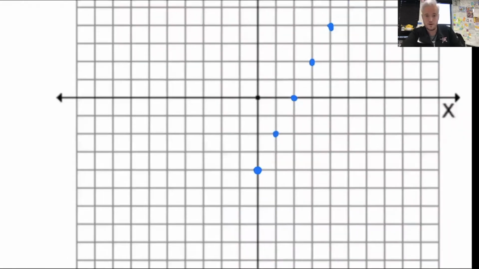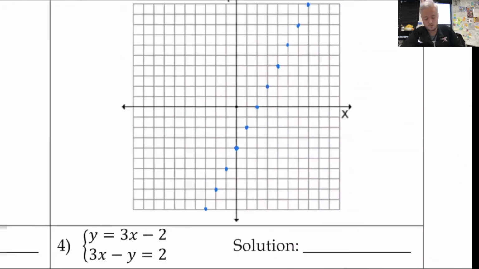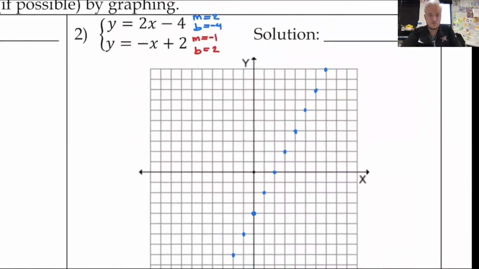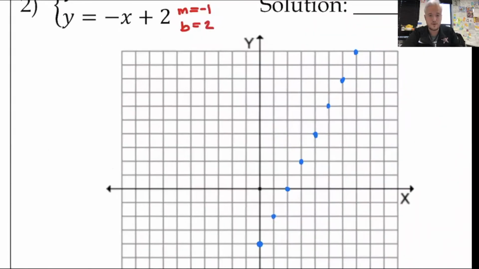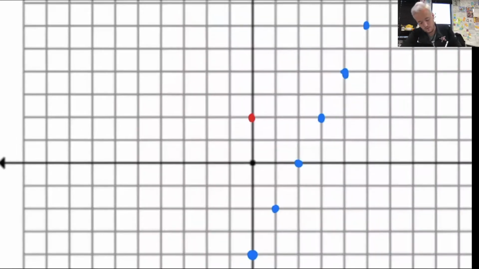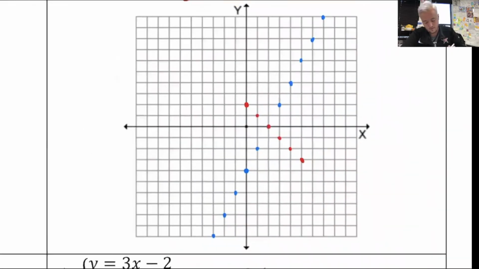All right, now I'm going to go the other way. So I'm going to go down 2 and left 1. So there's all those points. All right, so I don't want to draw the line just yet, because now I want to do the equation in red. So I'm going to start at 2 for my y-intercept and then do a slope of negative 1. So down 1, right 1. So there's my overlap right there. All right, so now that I found my overlap, I'm going to go ahead and just draw my line.